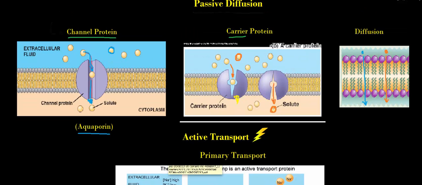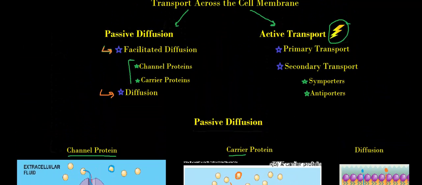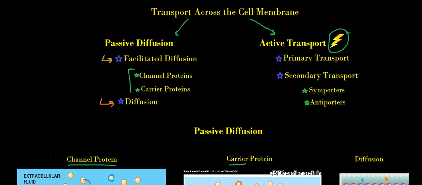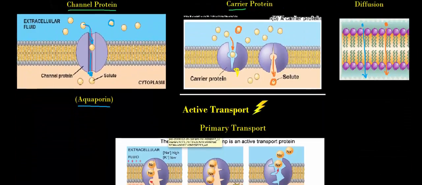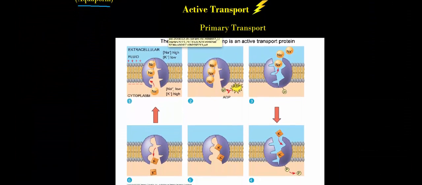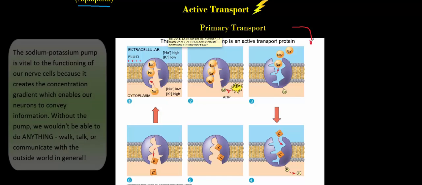So now that we've learned about passive diffusion, let's go on ahead and learn about active transport, the type of transport that requires energy. And as we can see from our diagram here, active transport has two subdivisions, primary transport and secondary transport. We'll start off with primary transport. In primary transport, energy is actively used by the cell to move the molecules. And one famous example of this is the sodium-potassium pump, which is illustrated here.